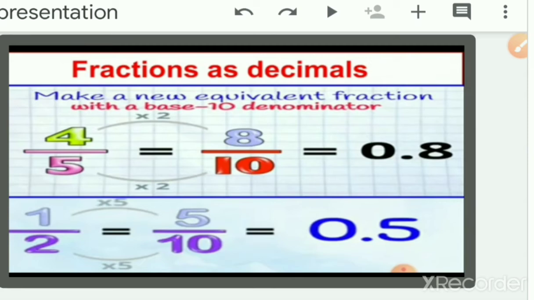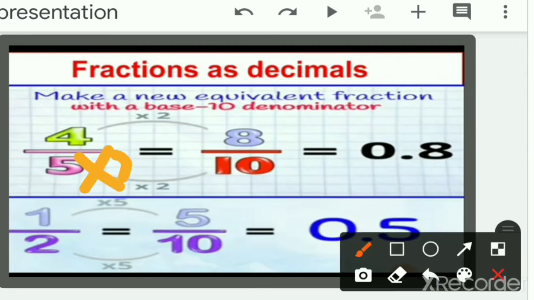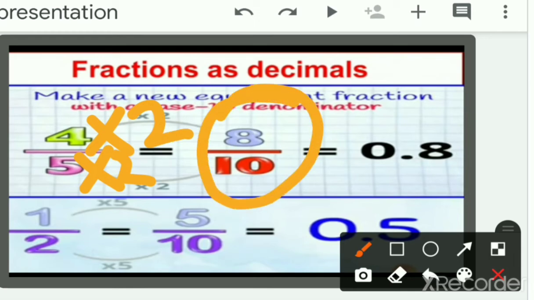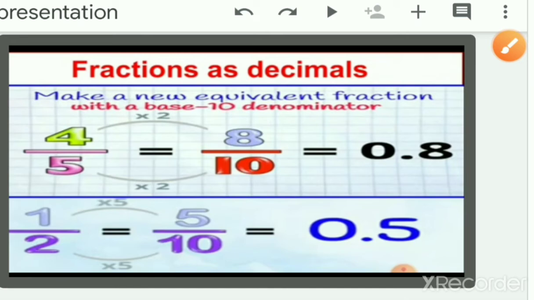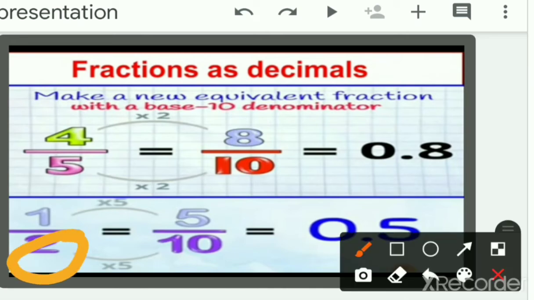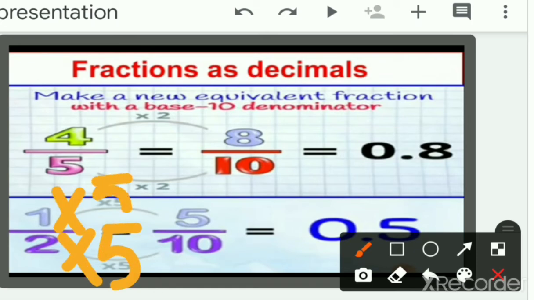So we will multiply this 5/2. It means we are multiplying the denominator by 2, so we will multiply the numerator also by 2. What will come? 8/10 will come. Now after dividing that, we will get 0.8. In the same way for this one, it is 2 here. By which number should we multiply? We should multiply 2 by 5. 5 twos are 10, again by 5, 1 times 5 is 5. It is 5/10. Now divide both of them, we will get 0.5.